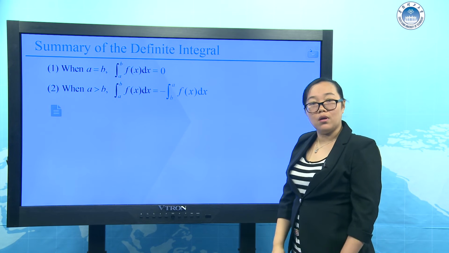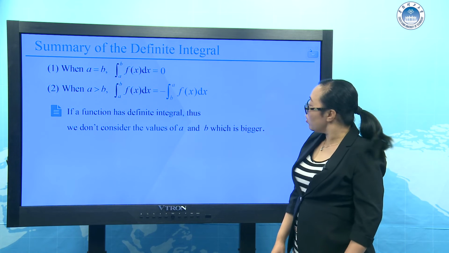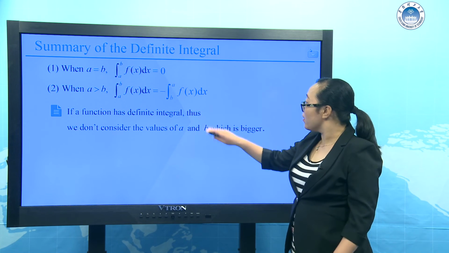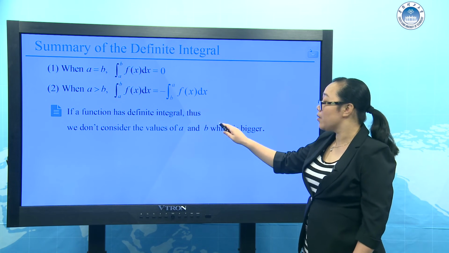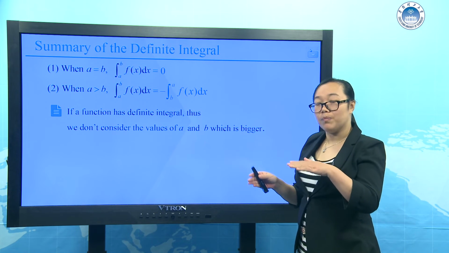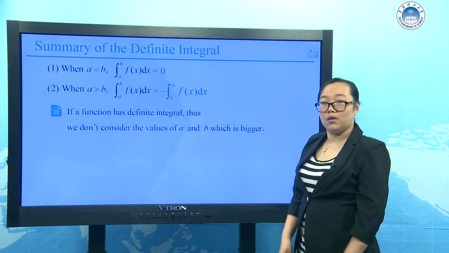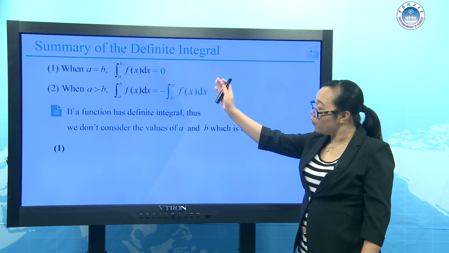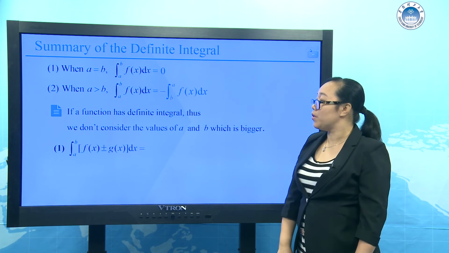Try to remember: if a function has a definite integral, what does that mean? This means the limit exists. And then, if we don't consider the values of a and b, maybe a is larger than b, maybe a is less than b, maybe a equals b. We don't care which one is bigger. And then we will have the following 5 properties. So now look at property 1.